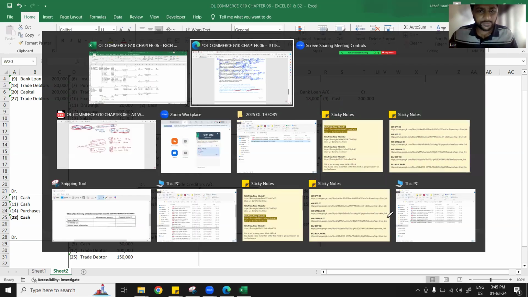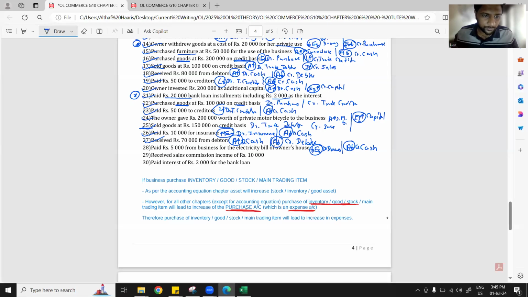Now let's move to the next one. Received sales commission income. You received some commission income. So we'll write the easy one, will you? Always you have two impacts, no? We are getting money. Our cash asset is increasing. So it is debit. From the other side, we are getting an income actually. So two impacts are there.